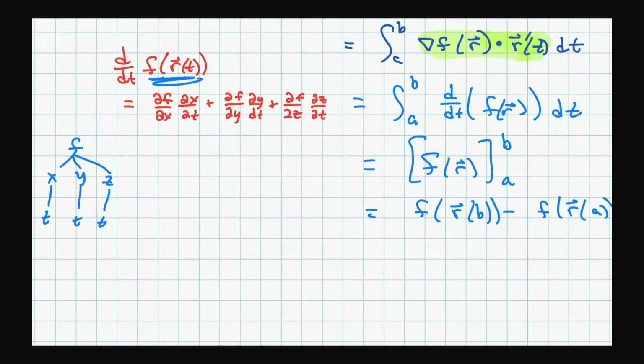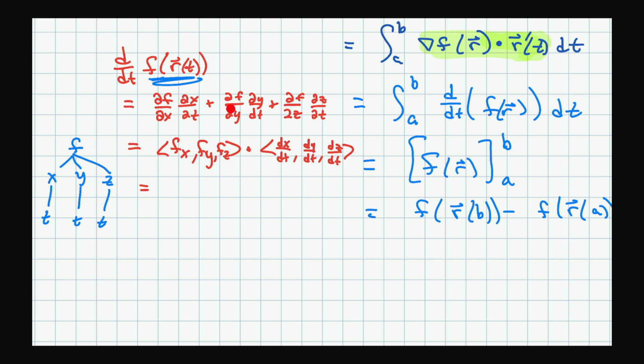Oh, yeah. And then this can be split up to make it look like two vectors, where one vector is the derivative of f with respect to x, derivative of f with respect to y, derivative of f with respect to z, and the other one is the derivative of x with respect to t. I'm kind of mixing my notations here. Derivative of y with respect to t, derivative of z with respect to t.